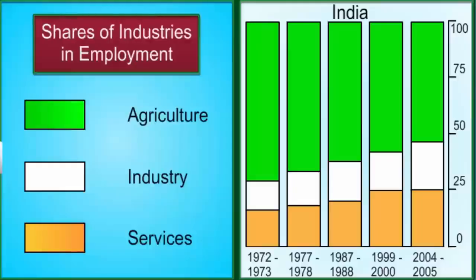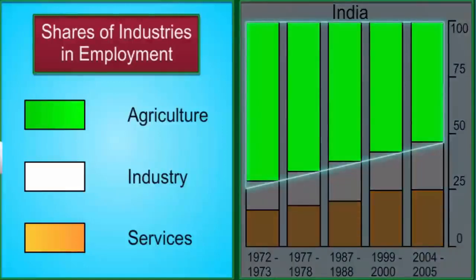A decrease in the share of agriculture in our GDP does not mean that our agricultural output has decreased. It means that the growth in agriculture is slowing down and is much lower as compared to the growth in industries and services. This is not good, since a slowdown in agriculture will ultimately result in a decline of our economy.